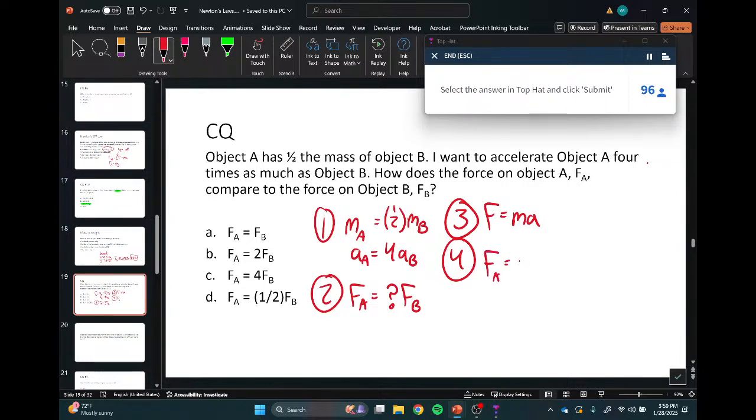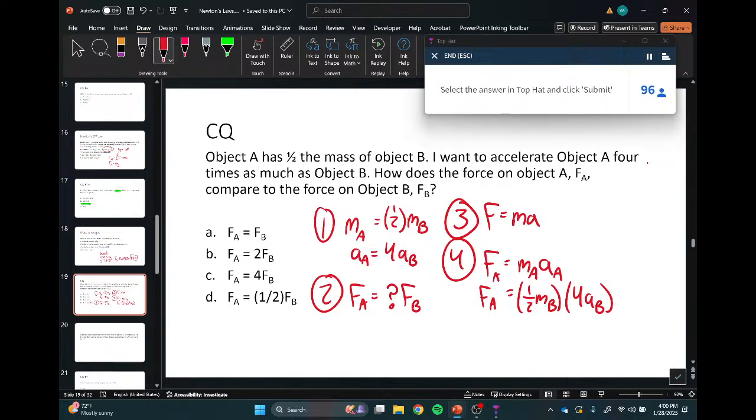We write F_A equals m_A times a_A. You know, mass times acceleration. Mass of A times acceleration of A equals the force of A. All A's. Great. But I want it in terms of B. So what do I do? I swap these out in terms of B. So I'm going to swap them out with my givens. I'm going to swap the mass of A, I'm going to put it in terms of the mass of B. I'm going to swap the acceleration of A with the acceleration of B.